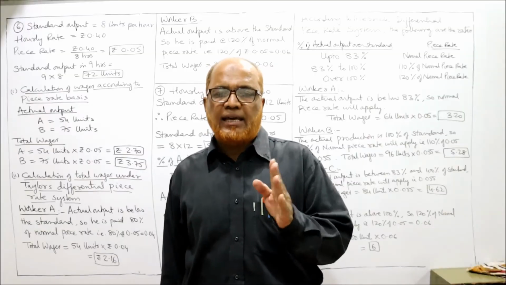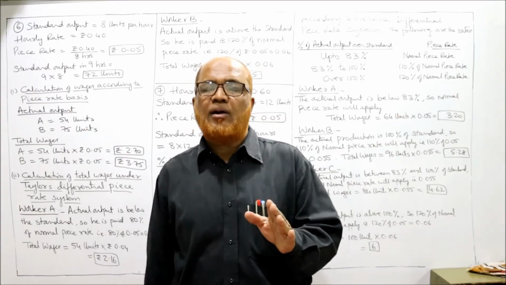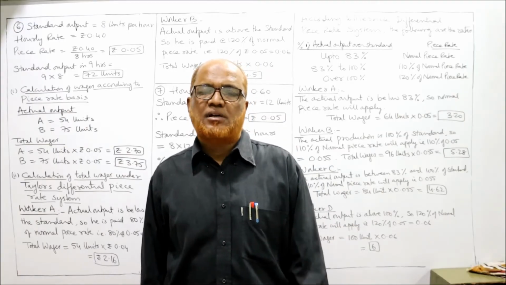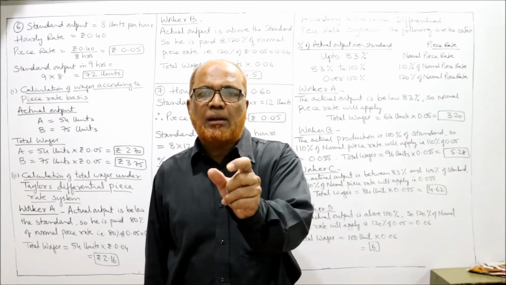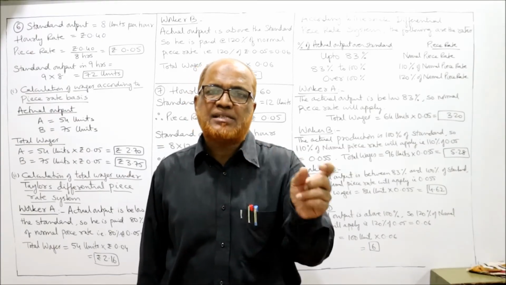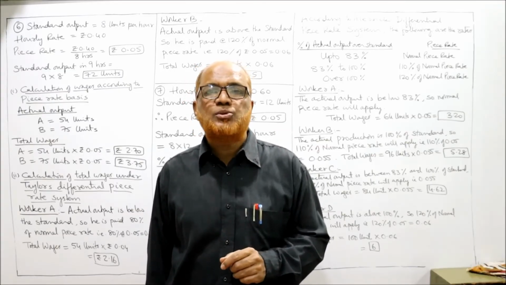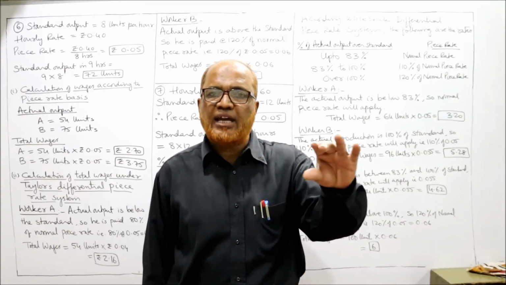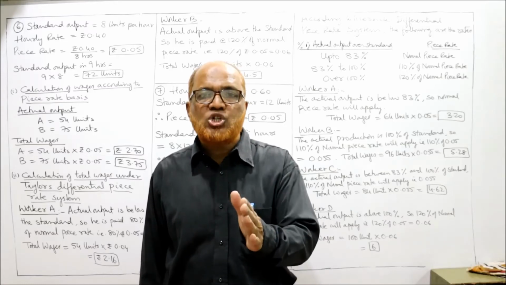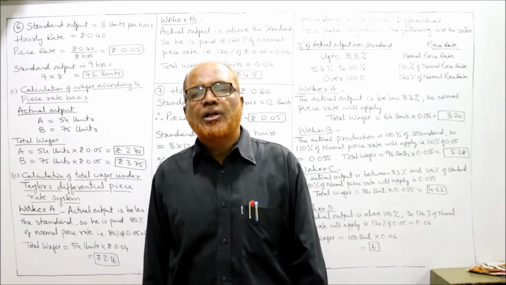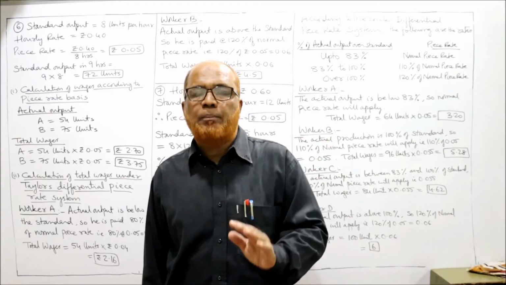So there are two workers, A and B. We have to find out the total wages, the total earnings, according to the straight piece rate basis. The meaning of straight piece rate basis is that we have to find the piece rate and multiply it by the number of units he has produced. That is called straight piece rate basis. Secondly, we have to apply Taylor's differential piece rate system. Taylor has specified two piece rates, a higher piece rate and a lower piece rate.